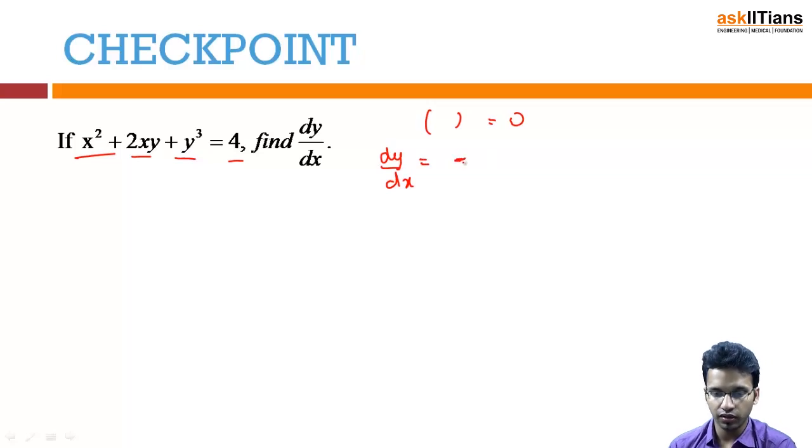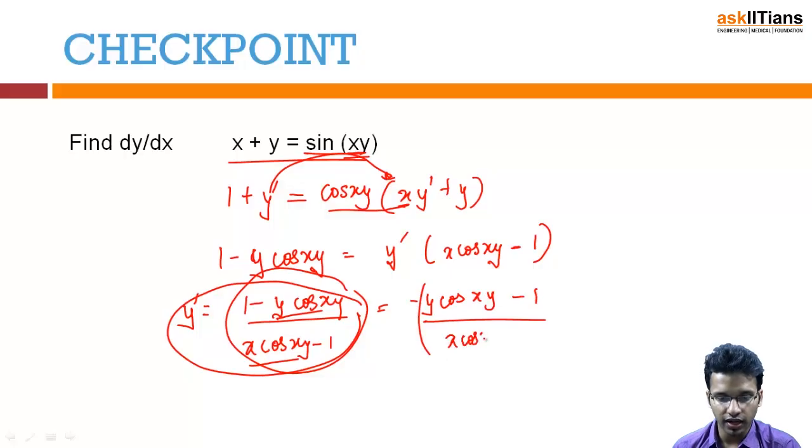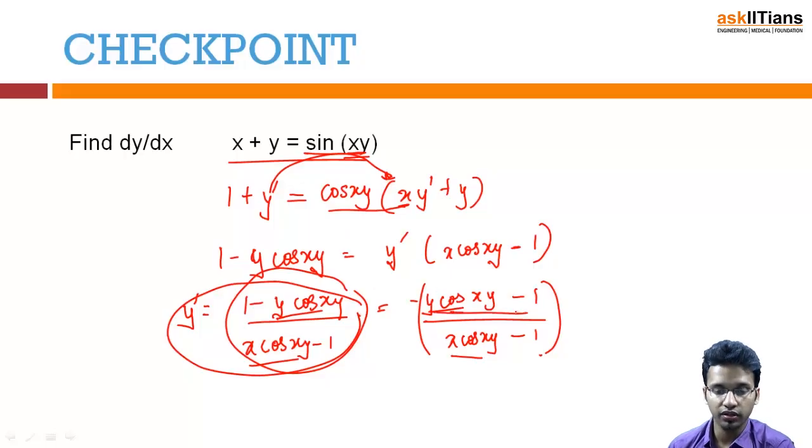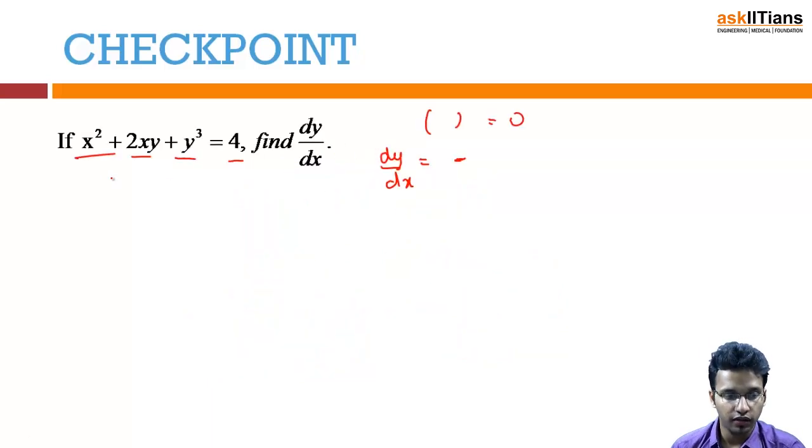Now, if I take minus here, minus y cos xy minus 1, the things are looking a bit symmetric now. This thing and this thing. So what it basically becomes is that in the numerator we are differentiating with respect to x, whatever the function is. In this case the function will be x square plus 2xy plus y cube minus 4.